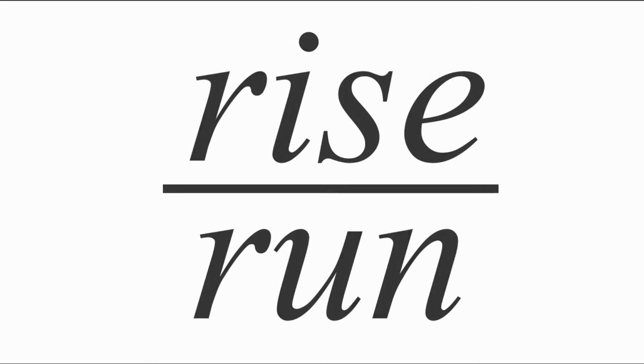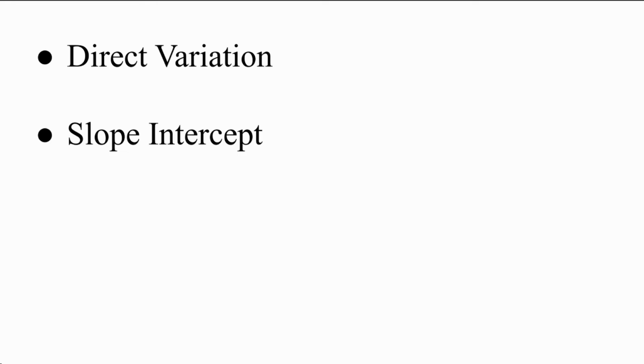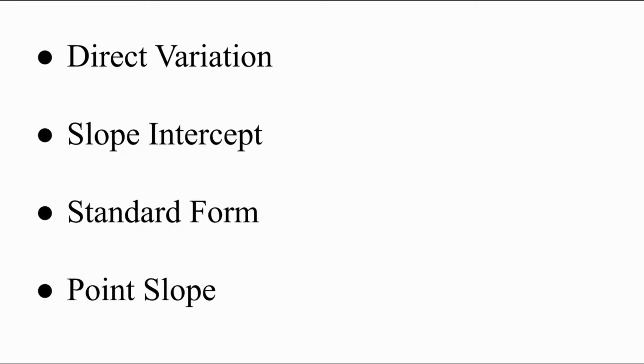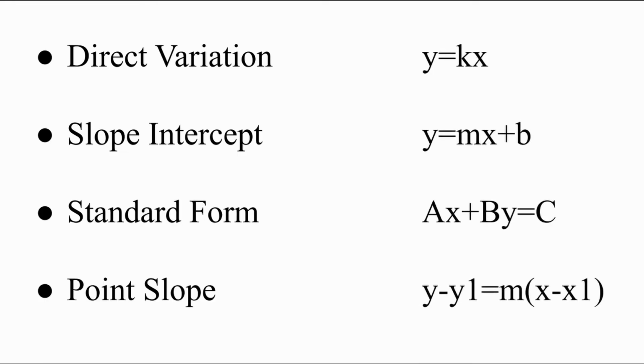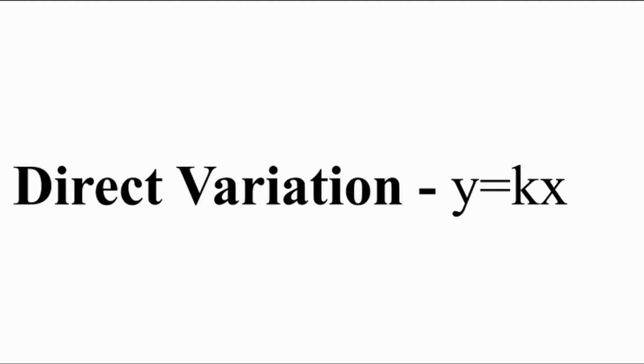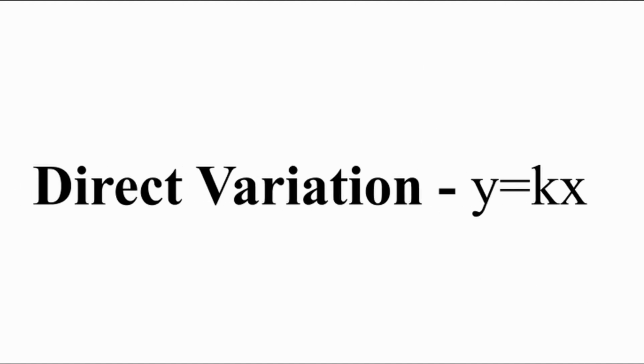There are 4 forms of linear equations: direct variation, slope-intercept, standard form, and point slope. Each form has a different equation. For direct variation, it is y equals kx. In this situation, k equals the constant of variation or slope.